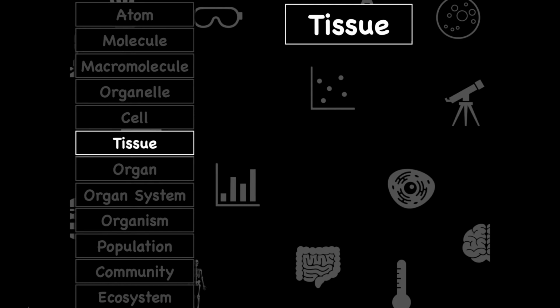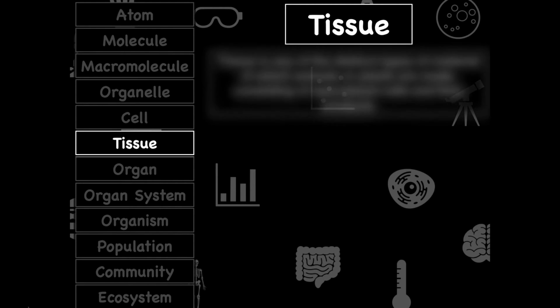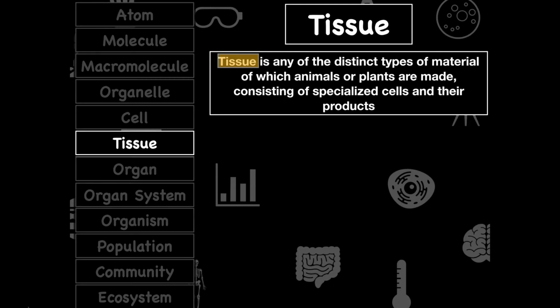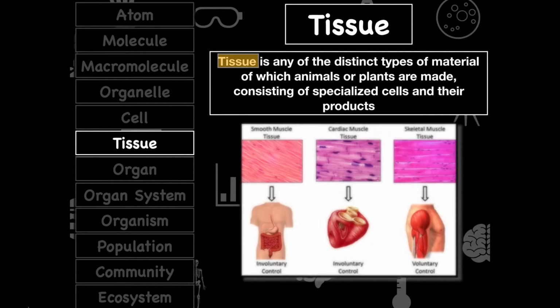Now, after we go through and cells come together, we get to the next system, which is tissues. A tissue is a distinct type of material of which animals or plants are made. And they're generally specialized. So if we're thinking about humans, we have smooth muscle tissue, cardiac muscle tissue, and skeletal muscle. All of these tissue systems go through and form together to form organs and organ systems, which we're going to look at next. But tissues are a combination of cells, and they're specialized for different functions.